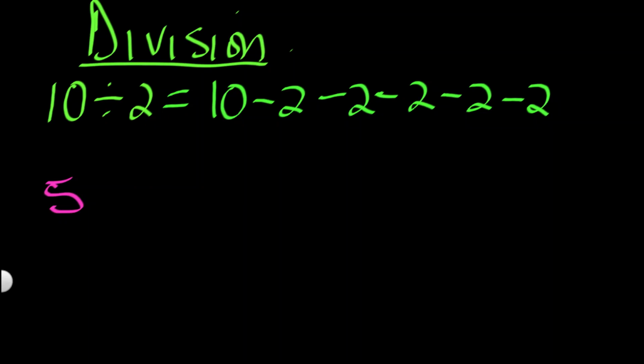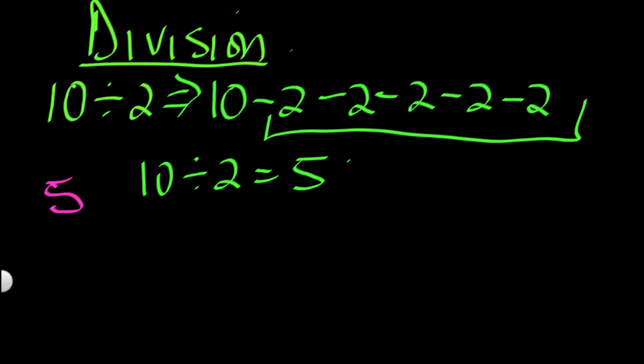This is what it means. So 10 divided by 2 is equal to 5. The 5 comes from the number of times that we subtracted 2 from 10.